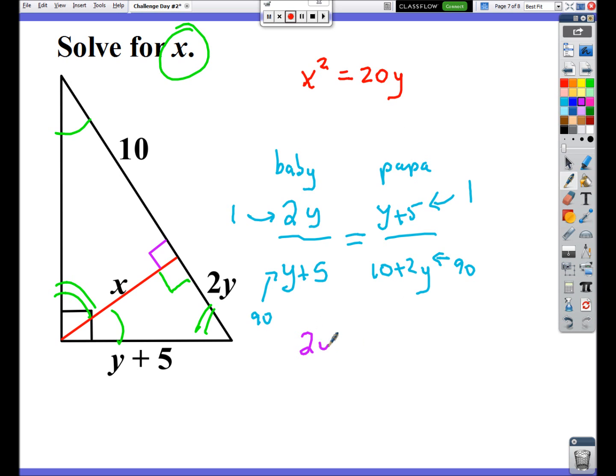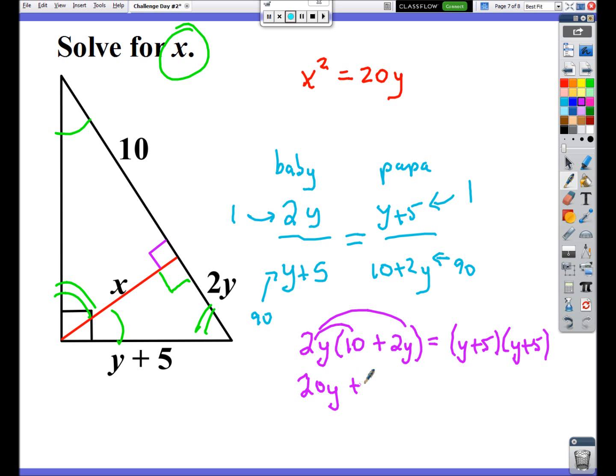So we've got 2y times the quantity 10 plus 2y equals y plus 5 times another quantity y plus 5. And so distribute one side, 20y plus 4y squared. Double distribute or FOIL the other side. Long story short, y squared plus 10y plus 25.